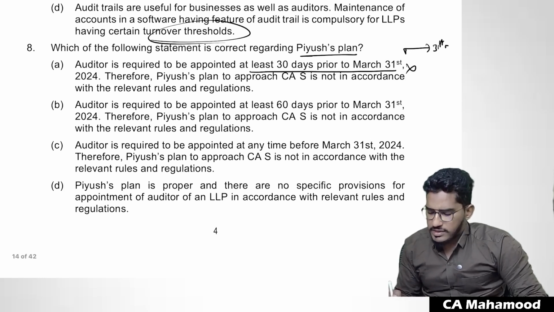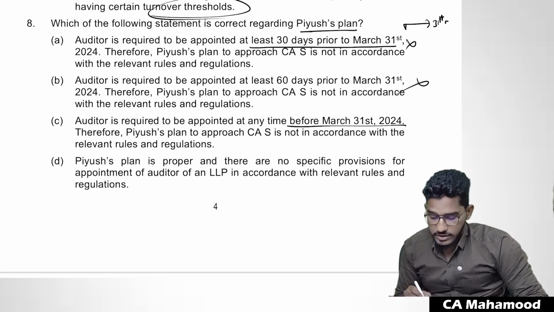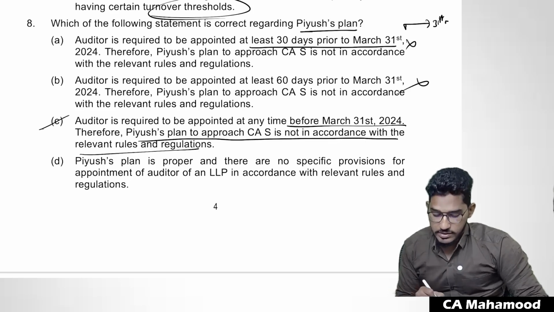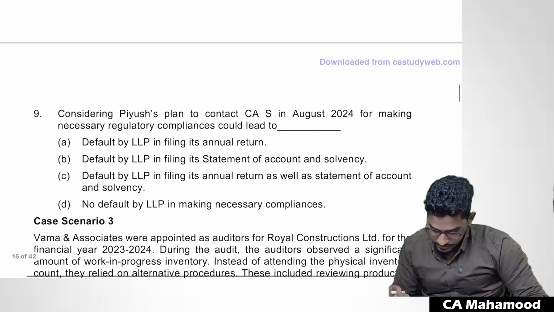Auditor is required to be appointed at least 60 days. No. Auditor is required to be appointed at any time before 31st of March. Therefore, Piyush's plan to approach CAs is not in accordance with relevant rules and regulations. Yes, this is correct. So 8th one is C. Next.